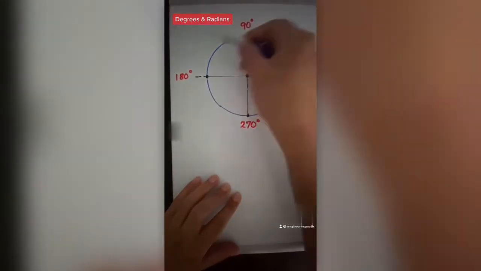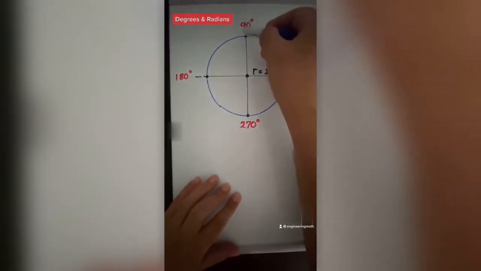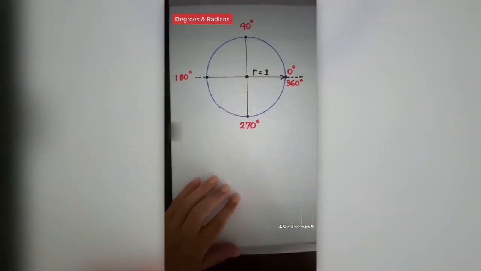Let me show you how to convert degrees into radians. Here we have a circle of a unit radius of 1. Here's 0 degrees, 1/4 of a circle is 90 degrees, 1/2 of a circle is 180 degrees, 3/4 is 270, and 1 full circle is 360 degrees.